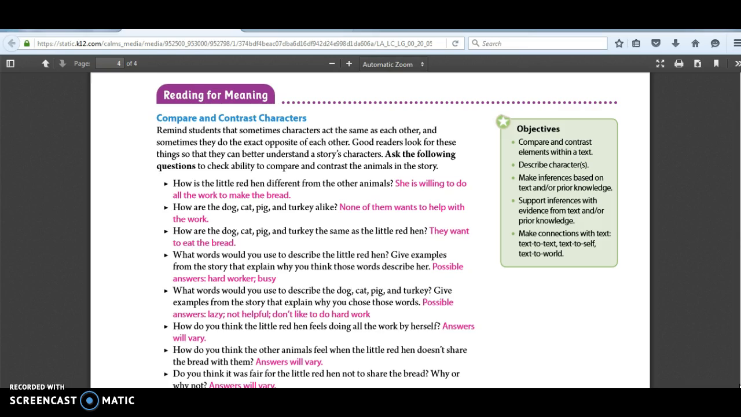If you were a little red hen, what would you have done? Would you have shared the bread with the animals or not? You think about it, if you were a little red hen and you had asked your friends to help you do some work and they said they didn't want to do anything, but then when the bread was done they wanted to eat it, think about what you may have done.